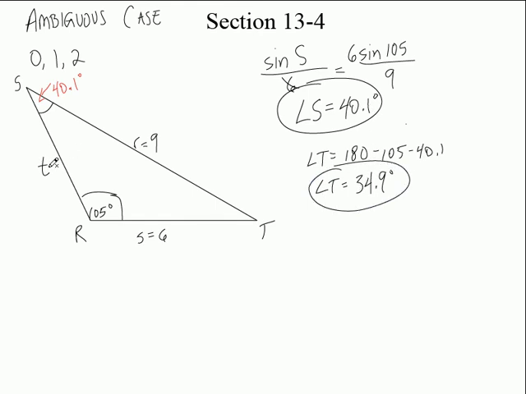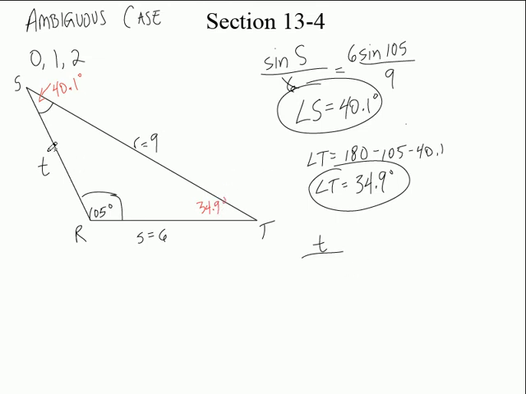Now we need to solve for side T. Since we're solving for side T, I'm going to put that on the top. So it's going to be T over the sine. Actually, let me write that in the triangle like I said I was going to. This is 34.9 degrees. All right.